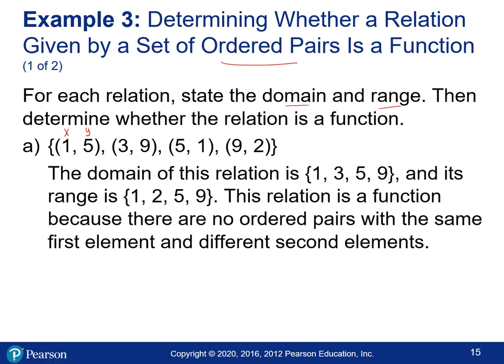Okay, so the domain is all the inputs. So notice it's the set containing 1, 3, 5, and 9. And the range is all of the outputs. Let's underline that in green. 5, 9, 1, and 2. Just written here in ascending order. And then this is a function because there are no ordered pairs with the same first element and a different output, a different second element.